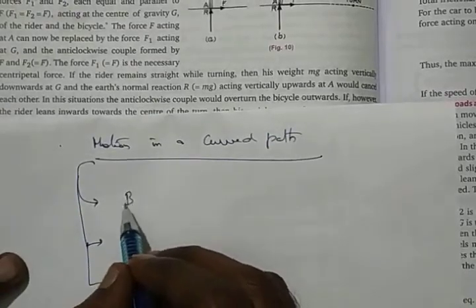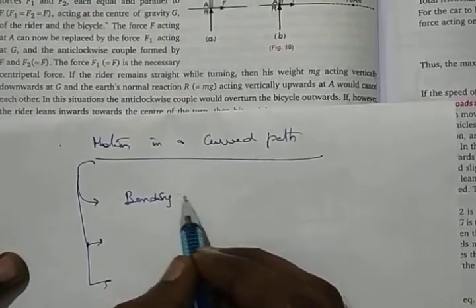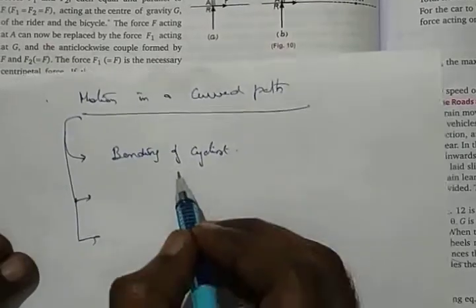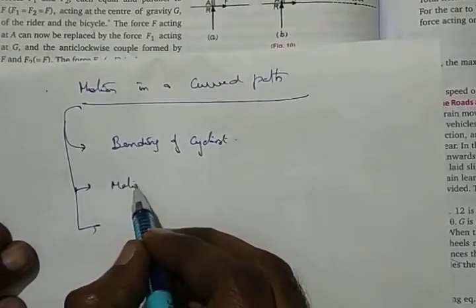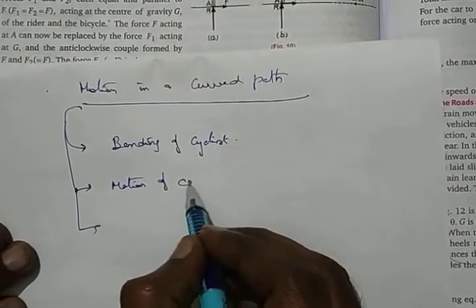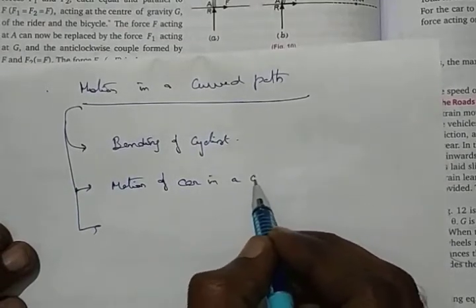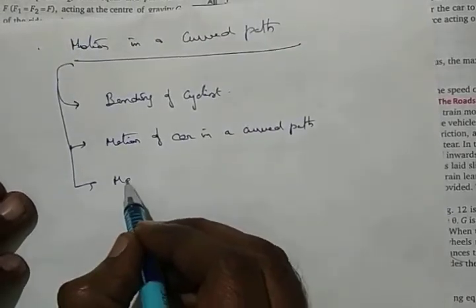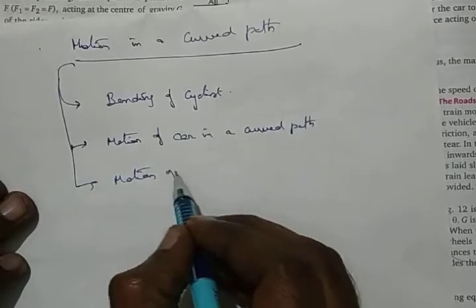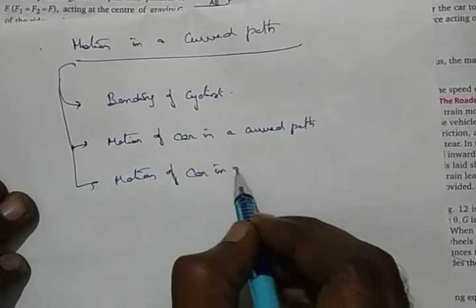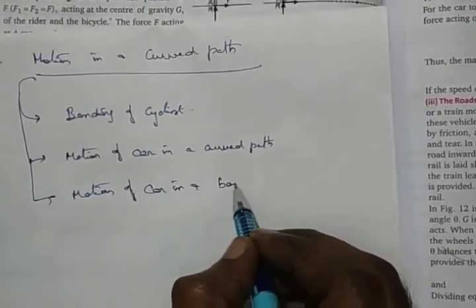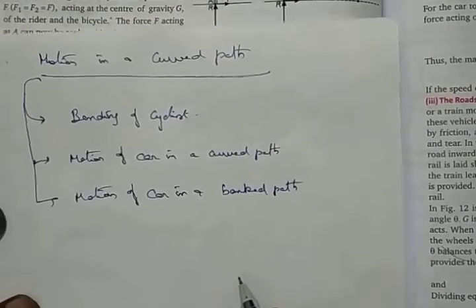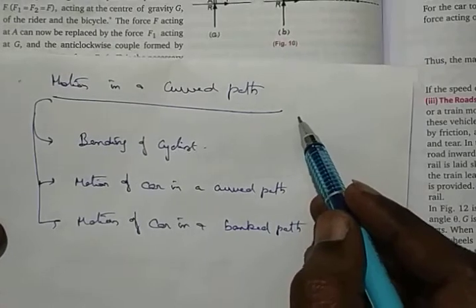So the first part is the bending of a cyclist, that derivation. The next one is motion of a car in a curved path. The third part is motion of a car in a banked path. There are three derivations. So here also you have seen this one.